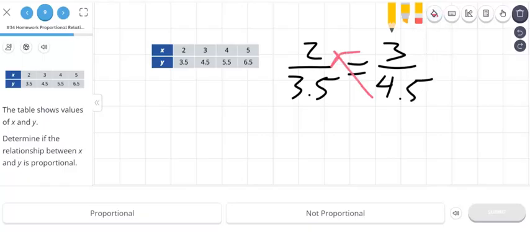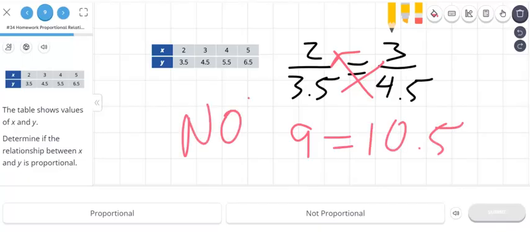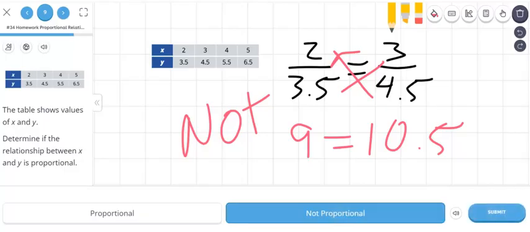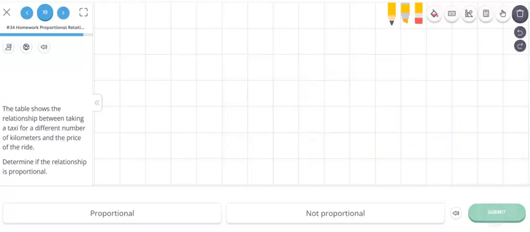But 4.5 times 2 is 9. And then 3.5 times 3, that's bigger. 3.5 times 3, that's 10.5. So that is not proportional. We'll talk about constant proportionality and stuff. It also means it's not linear.